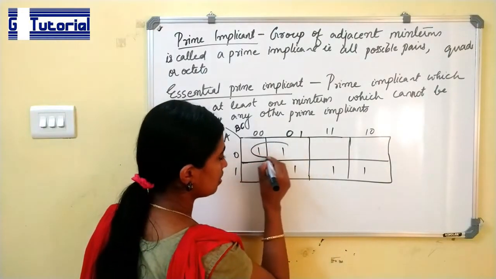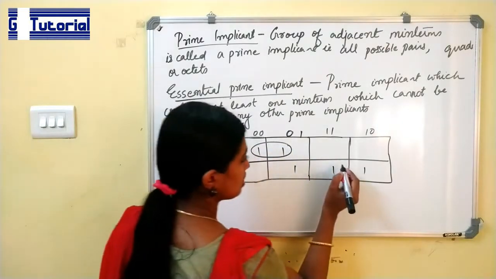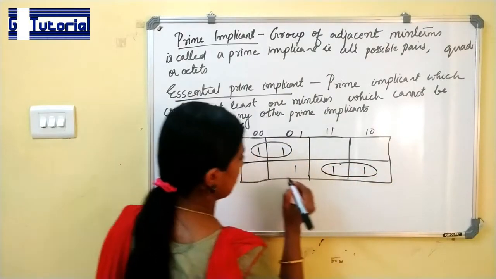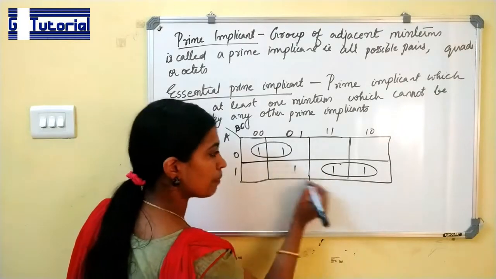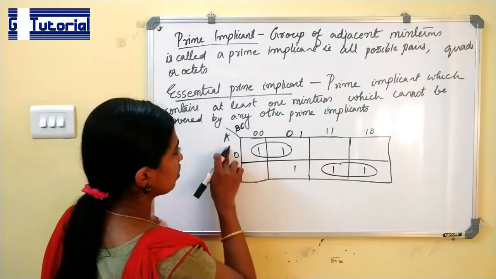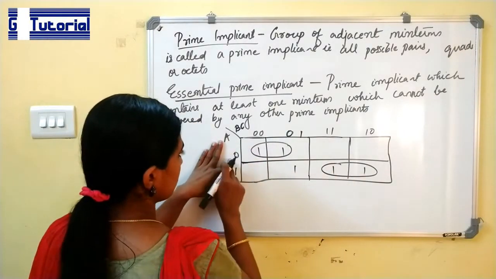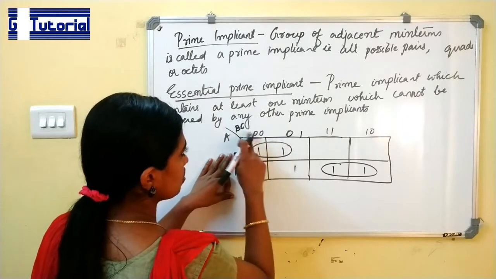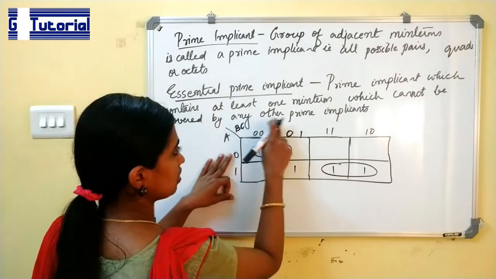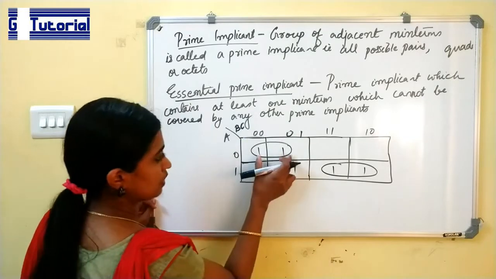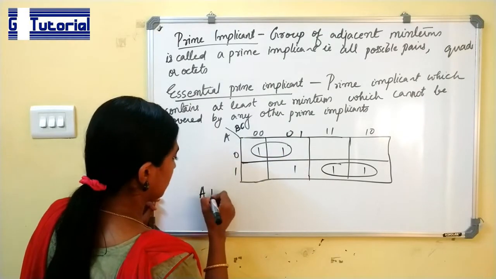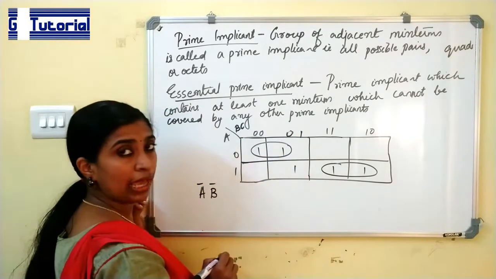The only possibility is to form pairs. This is a pair, this is a pair, and this is a pair, or this is a pair. The expression for the first pair is: A is not changing and also B is not changing. So the expression for the first pair is, both are 0, so A bar B bar.